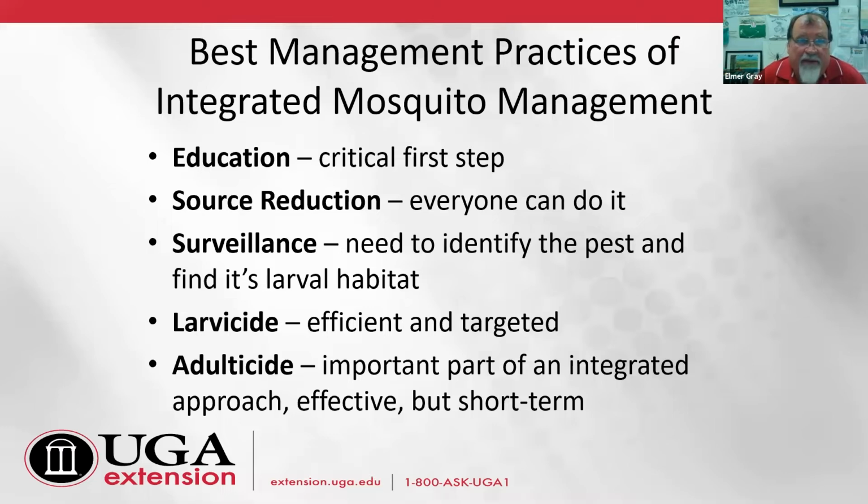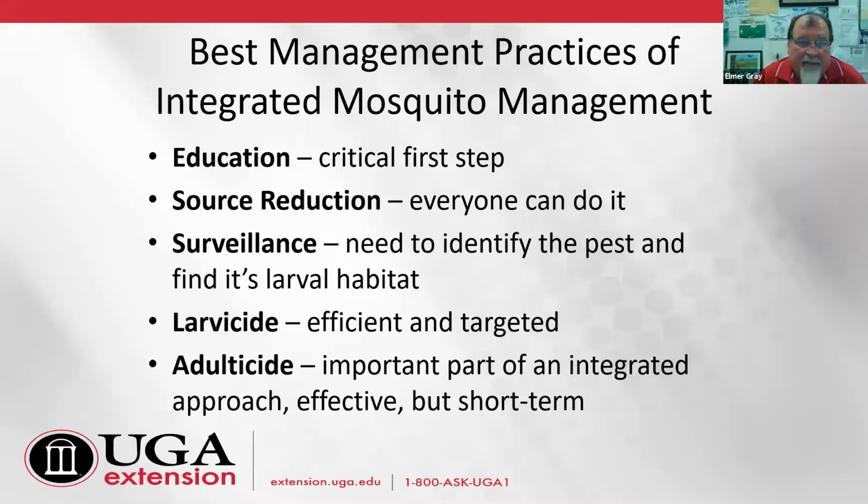All of these mosquito populations, we want to try to target using an IPM-based, integrated approach, and there are five pillars to that approach. Education is the critical first step. We need to reach out and teach people about the mosquito life cycle. We've been doing this for a long time, but we cannot stop, and it's really important.